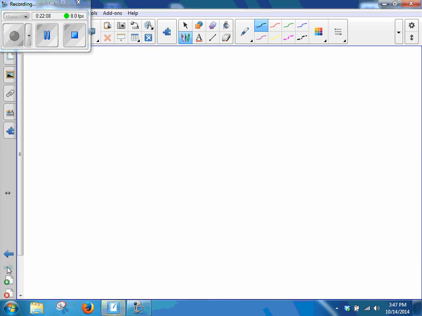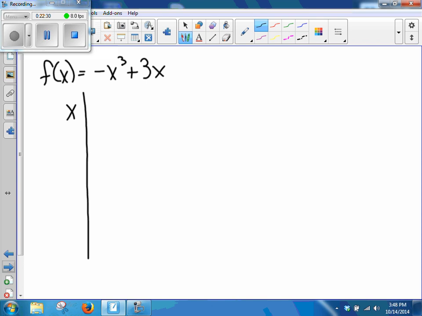All right, one more and then you'll work on the homework together. So you have f of x is equal to negative x to the third plus 3x. Okay, this graph looks a little funky because it's not a line, it's not a parabola, it's kind of like that little serpent we looked at yesterday. So let's do the t-chart. So negative 2, negative 1, 0, 1, and 2.